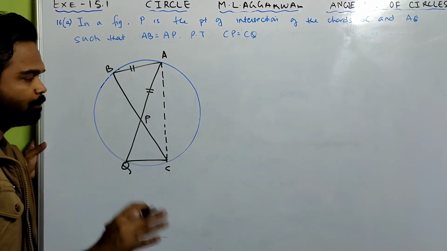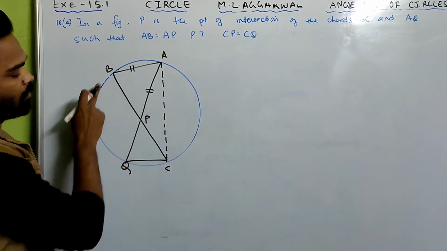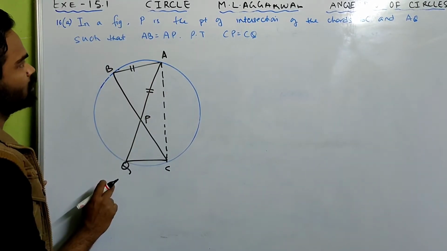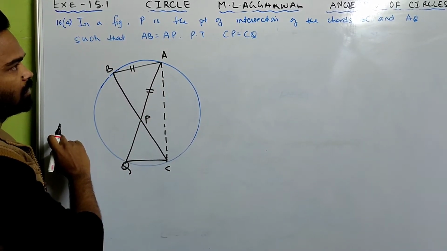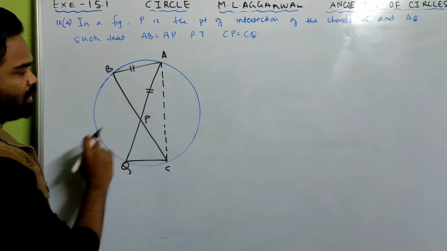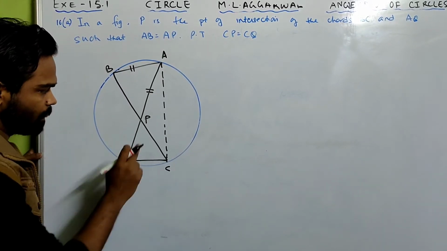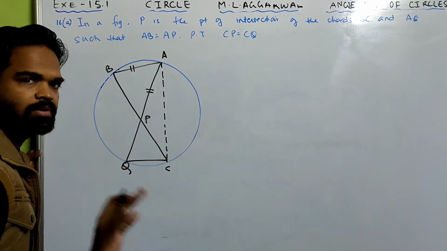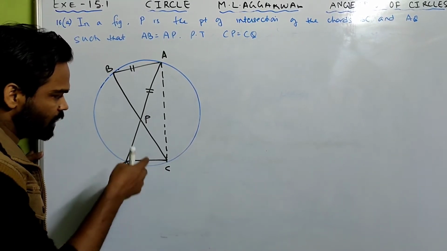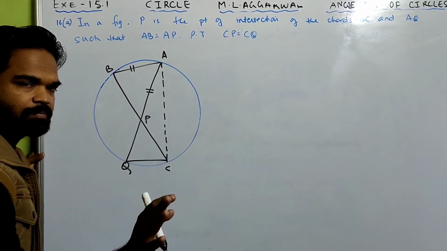Now look at 16 part A. Pretty easy. In the figure, P is the point of intersection of the chord BC and AQ such that AB and AP are same. Prove that CP and CQ are same. Just if we can prove that this triangle is an isosceles triangle, our work is done. Which means if we can prove that these two angles are equal, our work is done, isn't it?